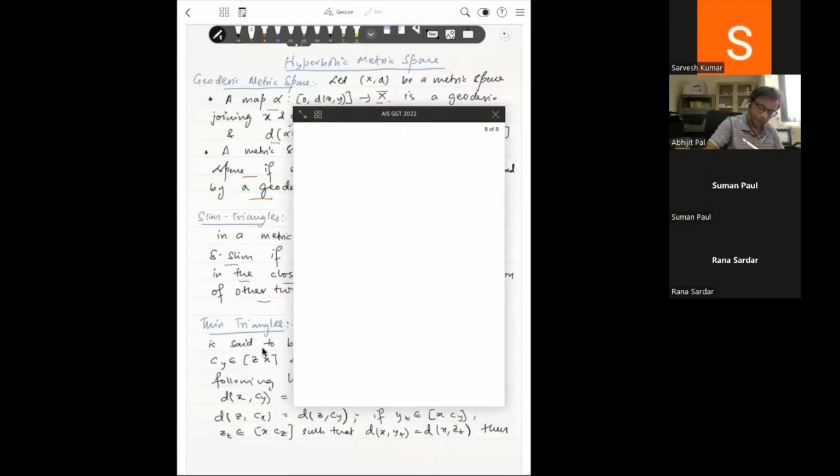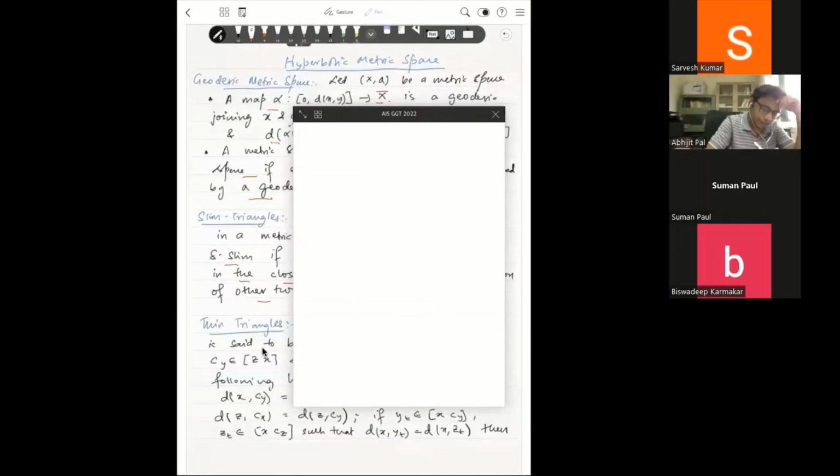Is there a reason you're taking closed? Yes, I am taking the closed neighborhood because if I take a tree, then delta will be 0 in this case, right? Okay, I'll be coming to that.